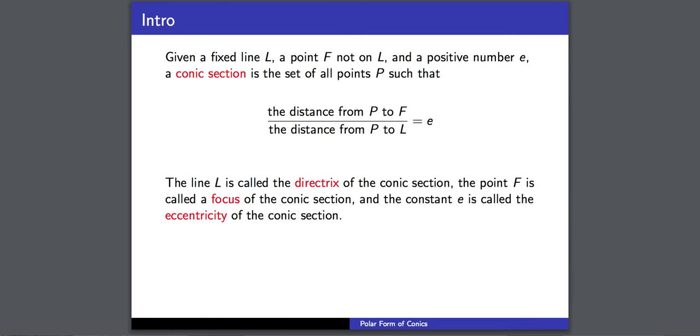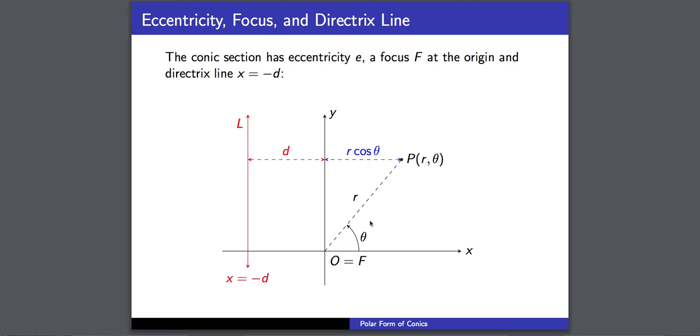Now the line L is called the directrix of the conic section, the point F is called the focus, and the constant E, that's not the base of the natural logarithm, is the eccentricity of the conic section. We saw in the ellipse section that the eccentricity was c divided by a. This is a more generalized definition of eccentricity, given to us right here. So this section is going to tie together a lot of the concepts that we've talked about in previous videos regarding the pieces and parts of conic sections.